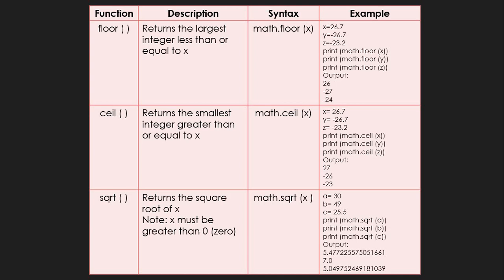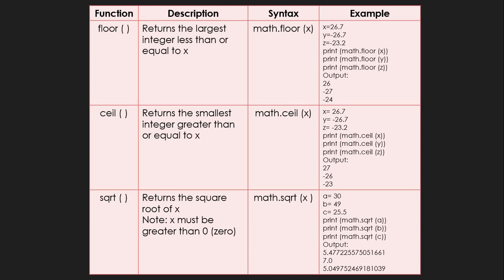Now look at ceil. Ceil also works in the same manner. We use it as math.ceil with the parameter there. But ceil returns the smallest integer, not the largest, the smallest integer greater than or equal to x. Now look at that example. x is 26.7, y is minus 26.7, and z is minus 23.2.